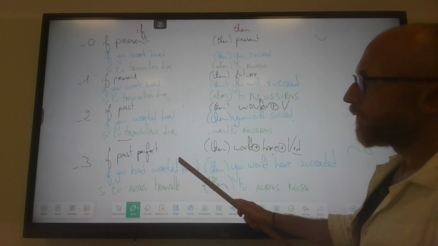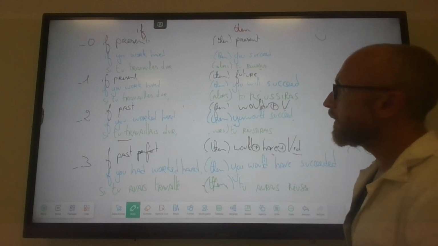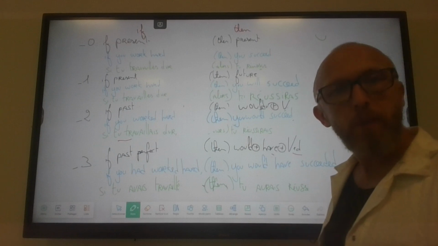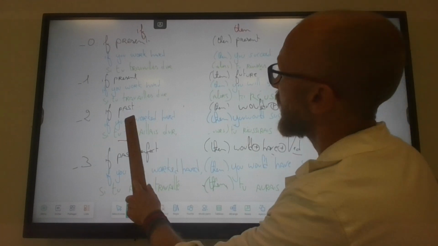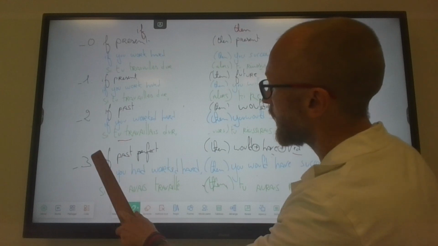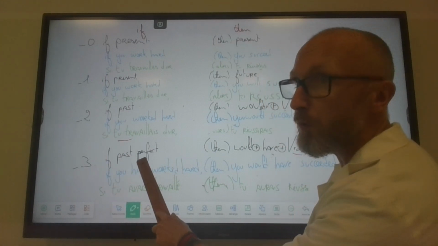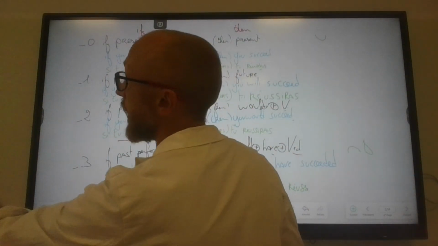And the last conditional, the fourth one, is going to follow the law of distributivity. You know, if that one is built with the past, this one is going to be built with the past perfect, meaning the past in the past.